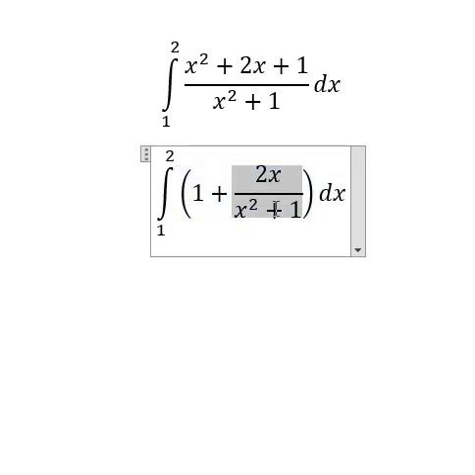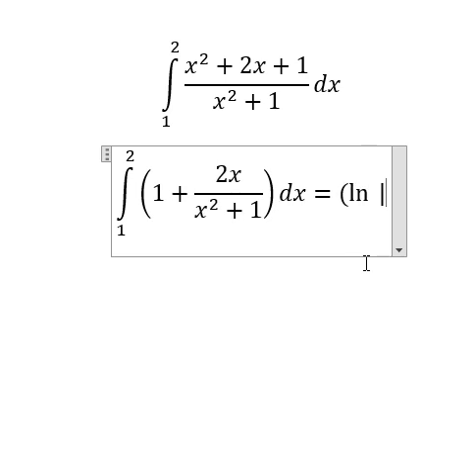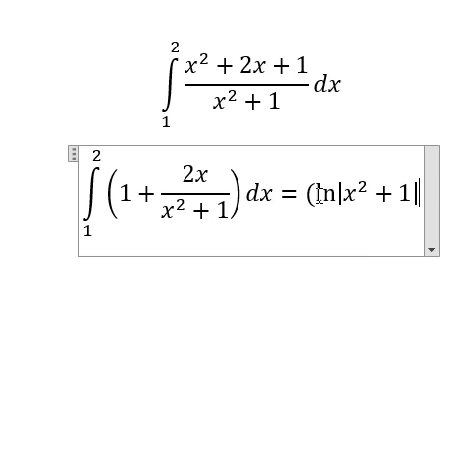The integration of this one, that is about Ln of the absolute value of x squared plus 1, because if we do first the derivative of this one, we got this one.